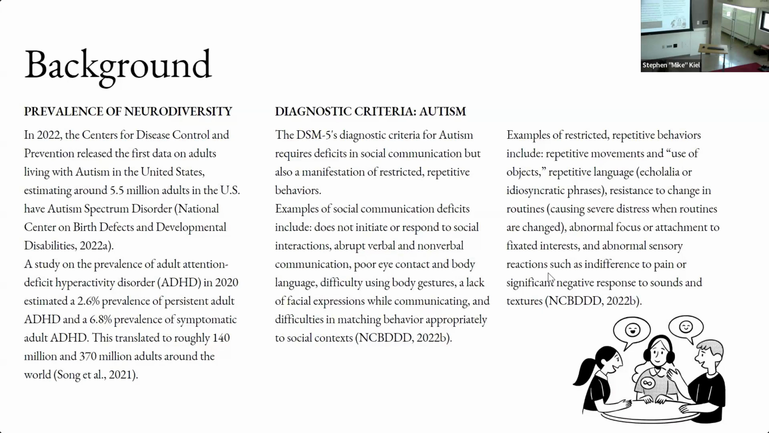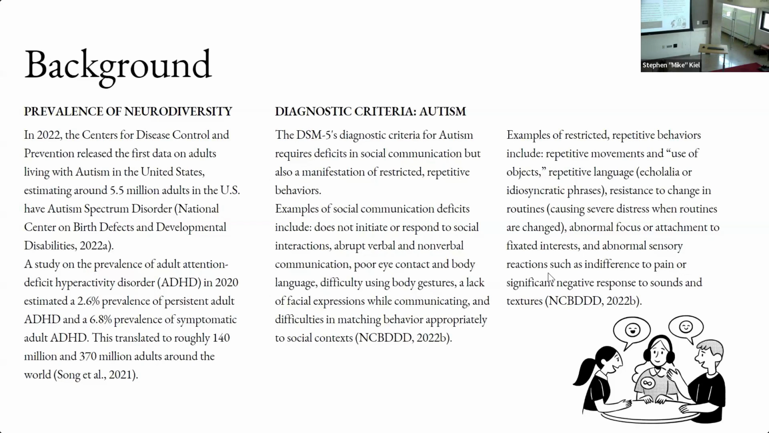The diagnostic criteria for autism requires deficits in social communication, but also a manifestation of restricted repetitive behaviors. Those restricted repetitive behaviors are also similar to behaviors that you see in individuals with ADHD. Examples of social communication deficits include does not initiate or respond to social interactions, abrupt verbal and nonverbal communication, poor eye contact and body language, difficulty using body gestures, a lack of facial expressions while communicating, and difficulties in matching behavior appropriately to social contexts.